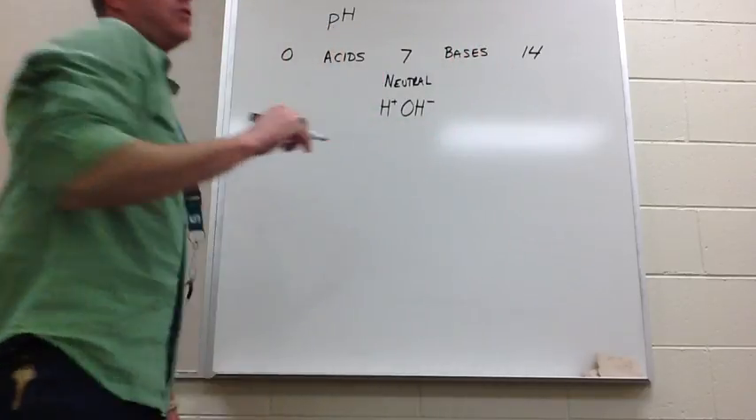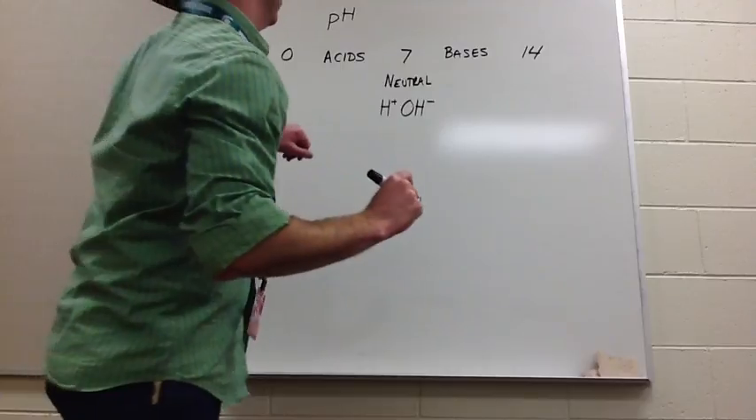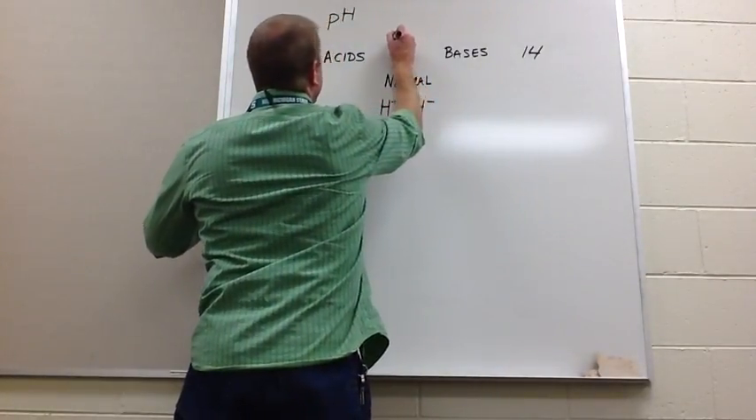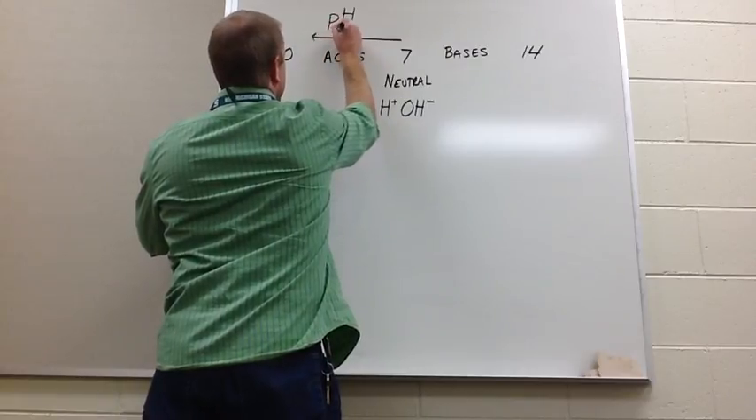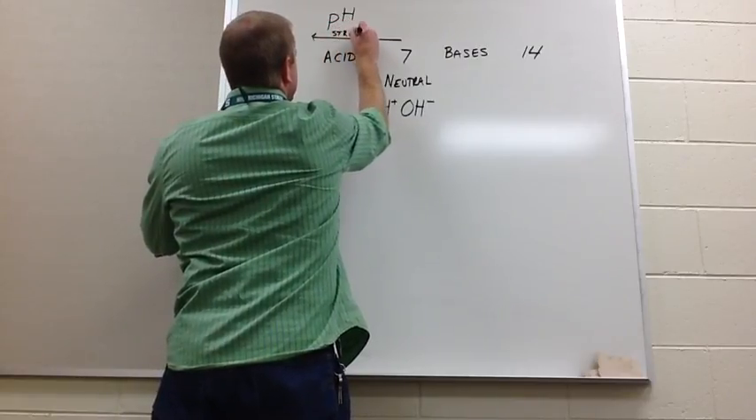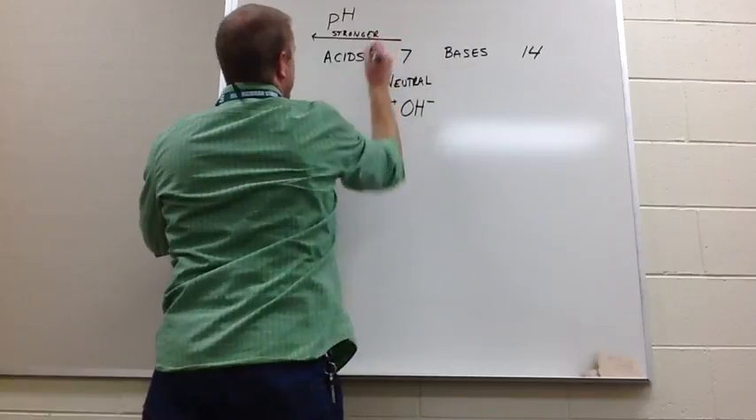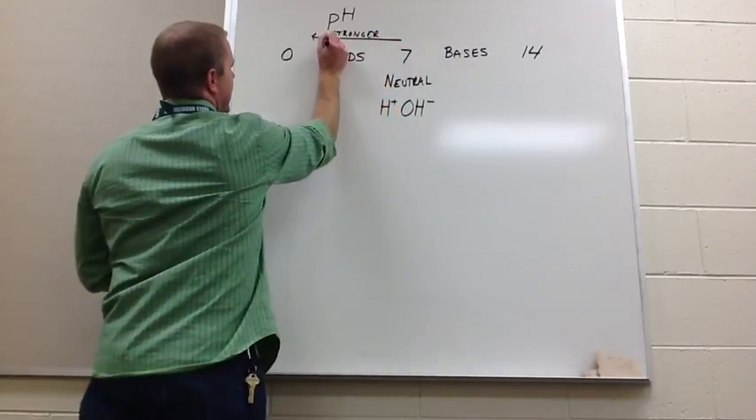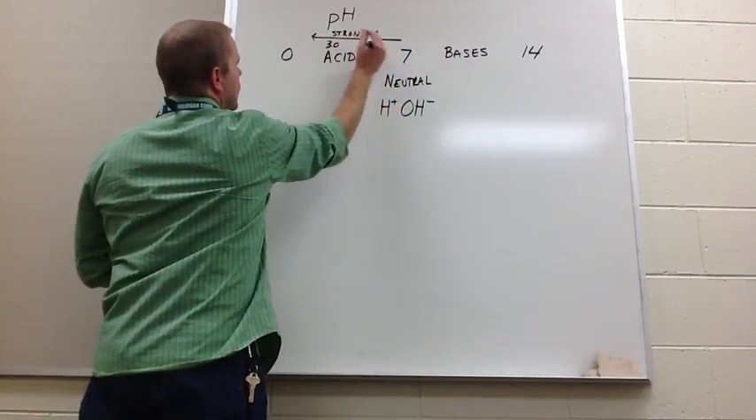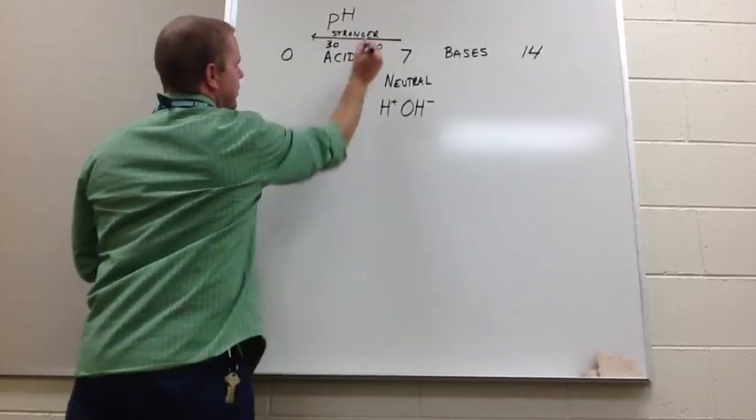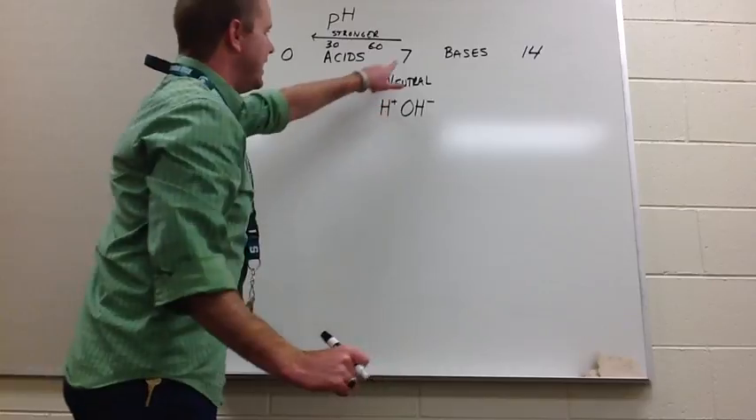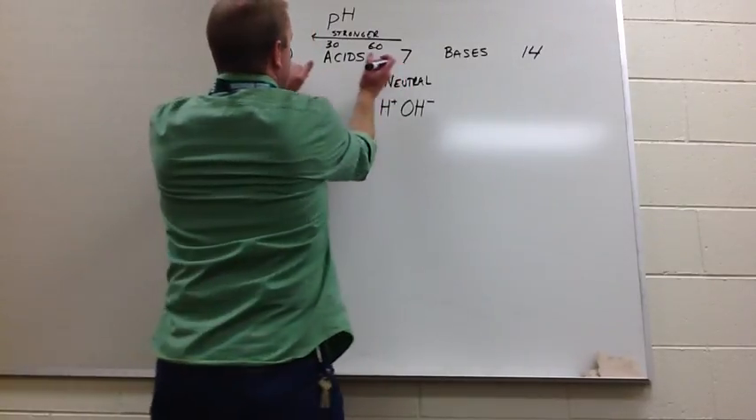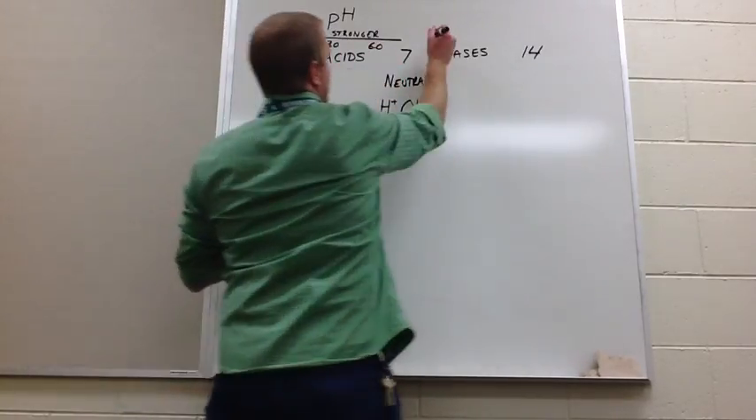Now, some of it's hard for my students to think about, but as you move further and further away from 7, the acid gets stronger. So what's difficult for my students is if you're comparing something like 3.0 versus 6.0. If that was the pHs, the 3.0 is stronger than the 6. Why? Because 7 is neutral. And as you move closer to 0, the acid gets stronger.